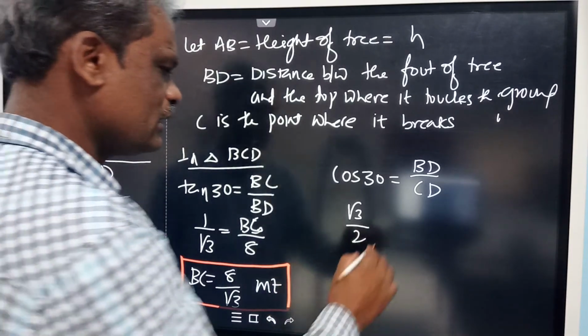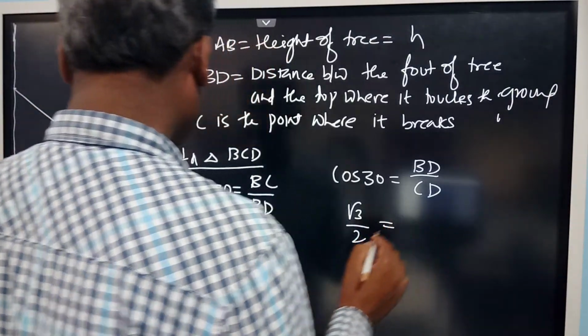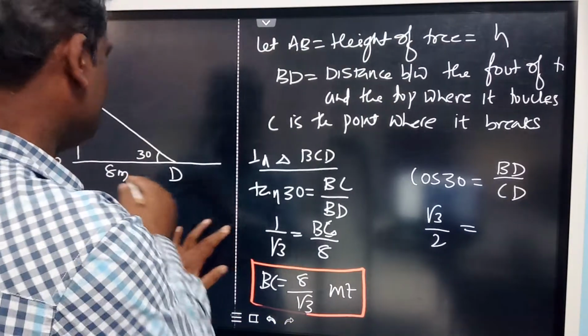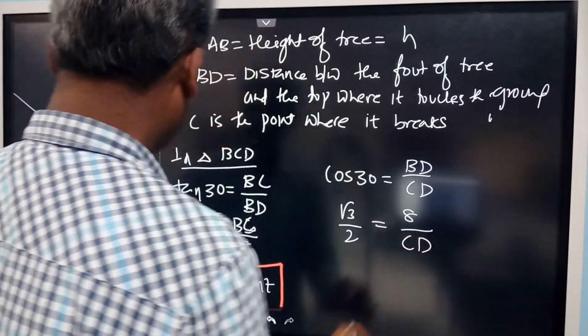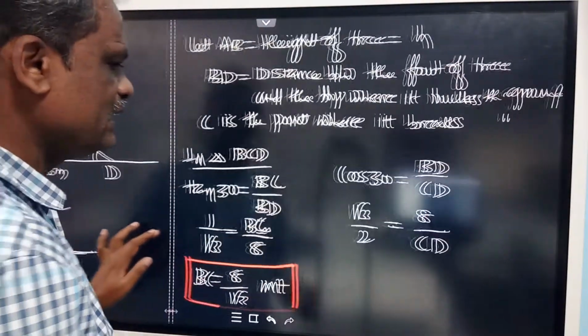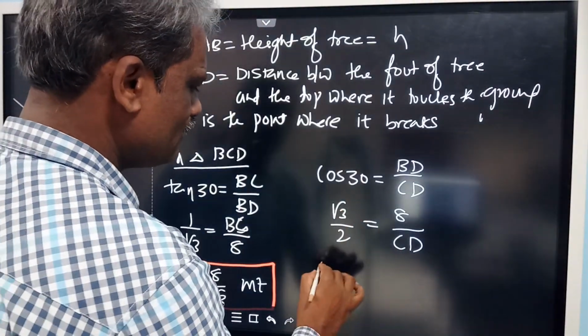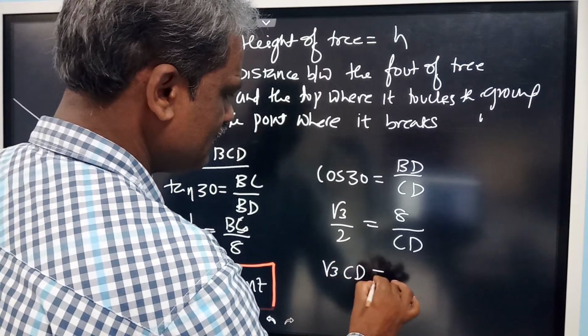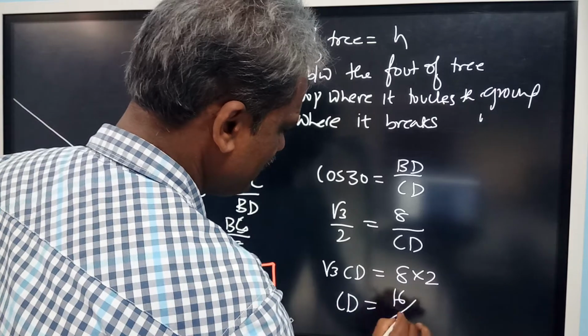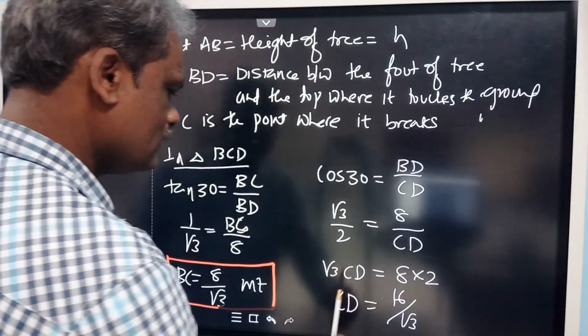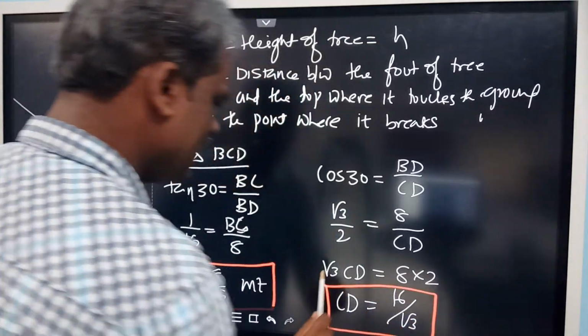Cos 30, adjacent side by hypotenuse, root 3 by 2. So BD length is 8 meters divided by CD. So we need to find out CD. So cross multiply it, root 3 times CD is equal to 8 into 2. CD is equal to 16 by root 3. So this is the length of CD.